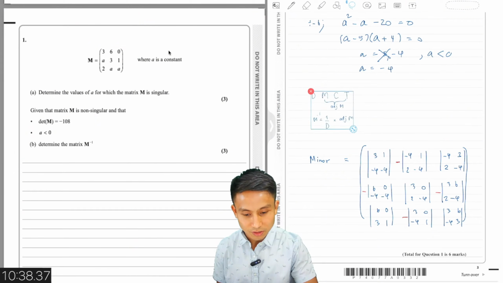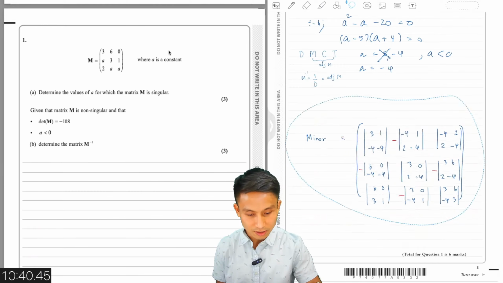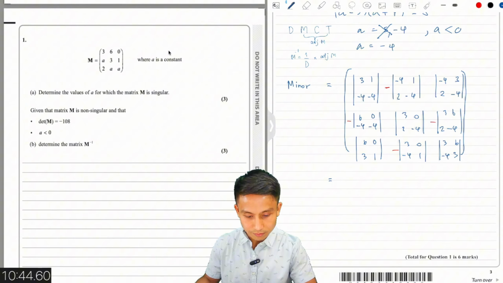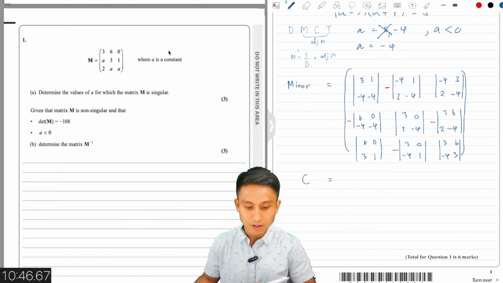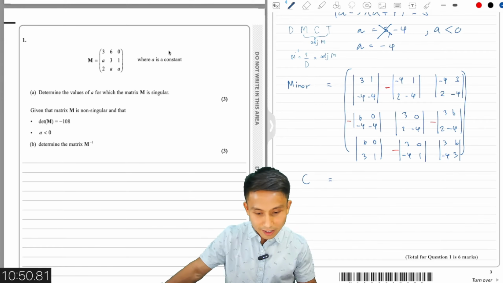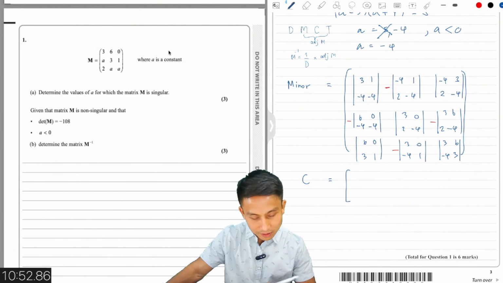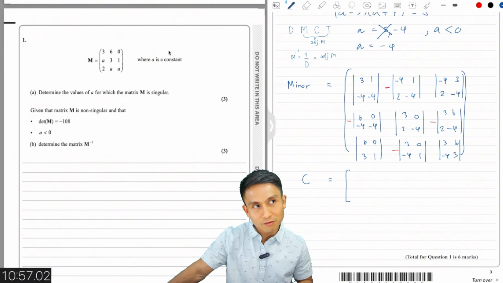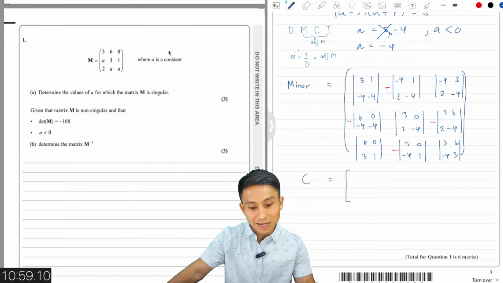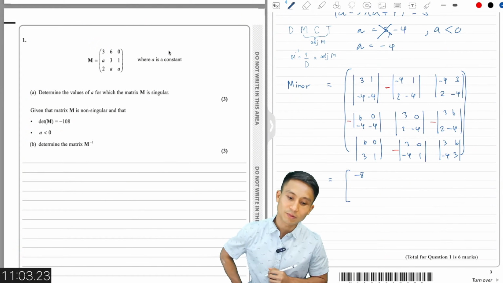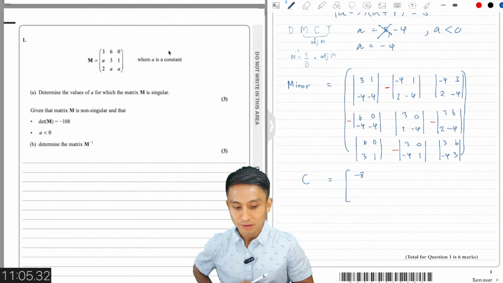Let me just shrink this down and put this up here. Okay. So I'm just going to do C here already because it's the matrix of cofactor when you do minors already. So the first element would be 3 times minus 4 is minus 12. Minus 12 minus minus 4, so that's minus 8. Yeah, the first one. Minus 12 plus 4, minus 8.